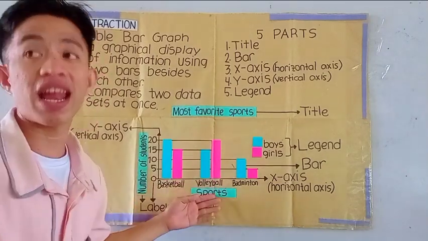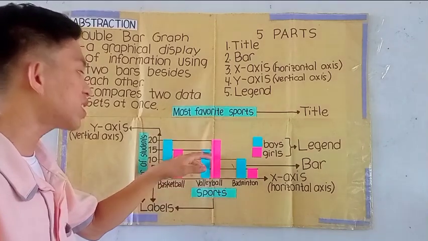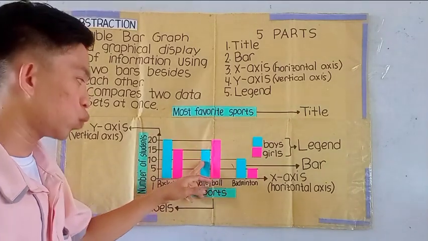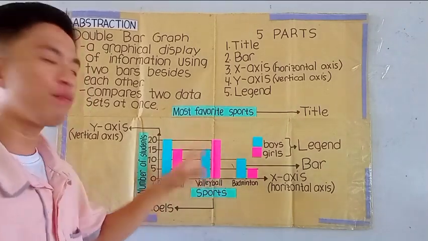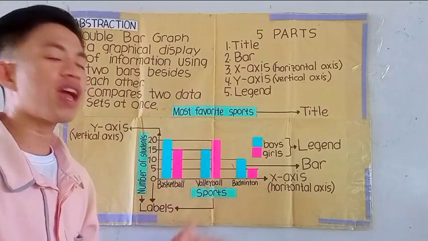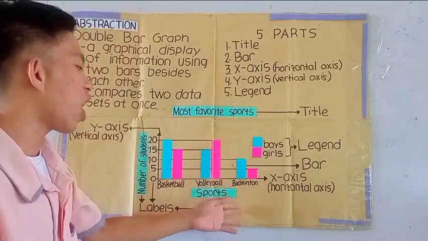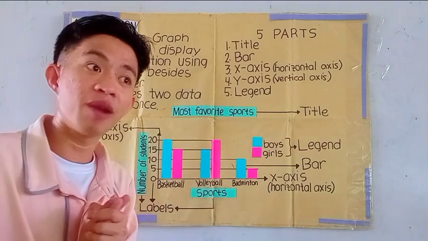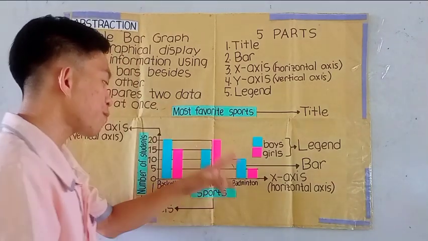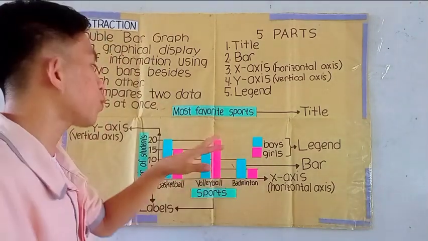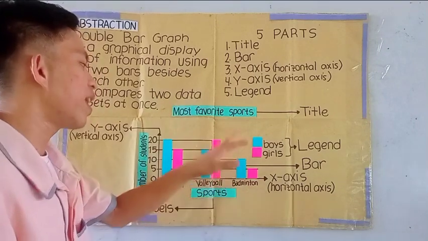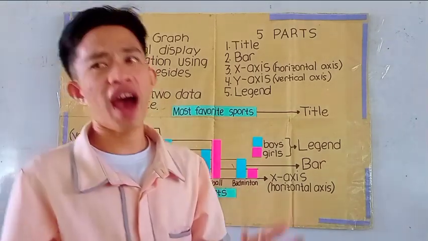Okay, let's proceed to volleyball. Correct, boys only has 15 students that want to play volleyball. How about the girls? Okay, 20 again. And how about for the sport of badminton? Okay, for boys, only 10 students want to play badminton. And for the girls, only 5 students.